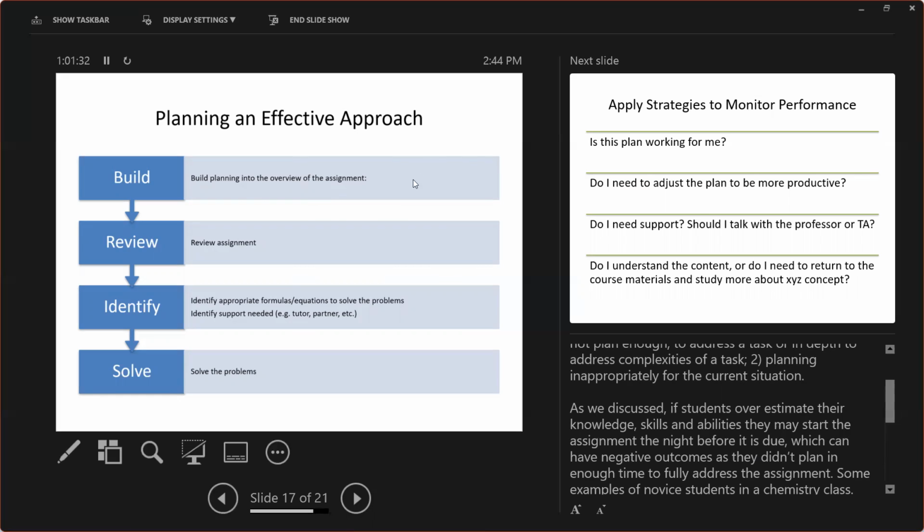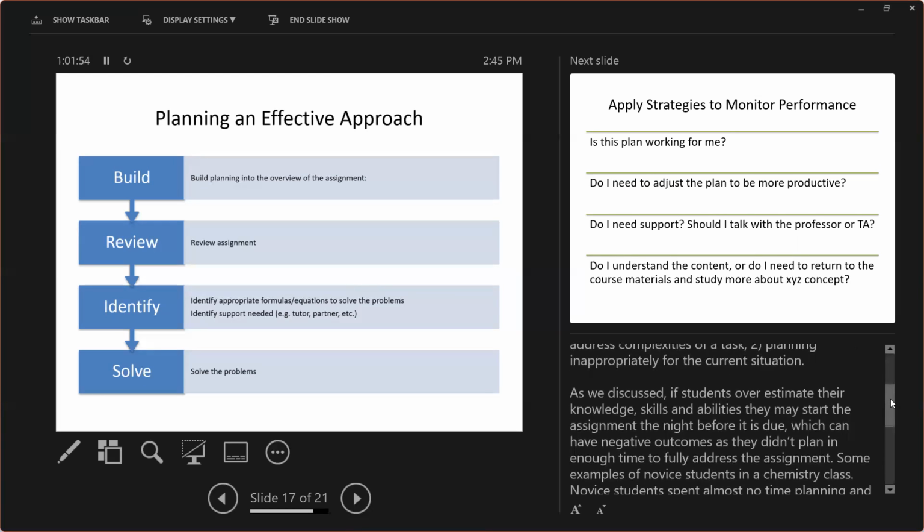But if I planned, then I would look at the overall assignment and review it, look for what aspects, what skills, what information do I need to be successful in solving these complex problems? Do I need to get some support? If I wait till the night before something is due, it's not likely that I'm going to be able to get the support if I need to go to the tutor or get a partner or something like that.